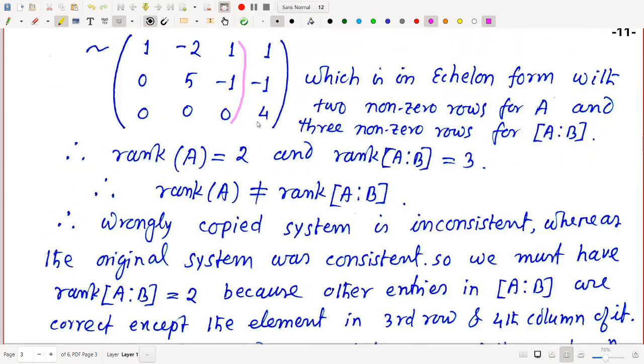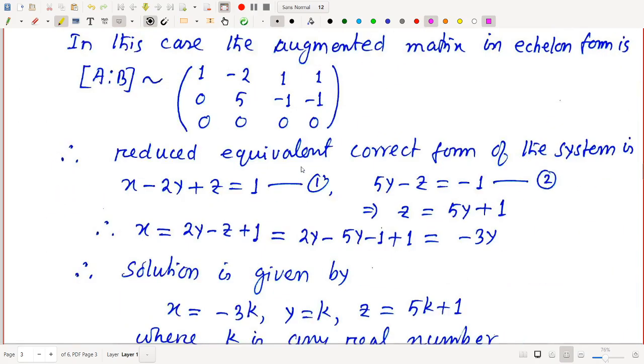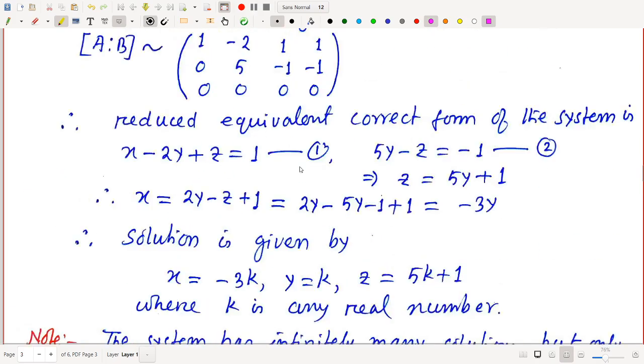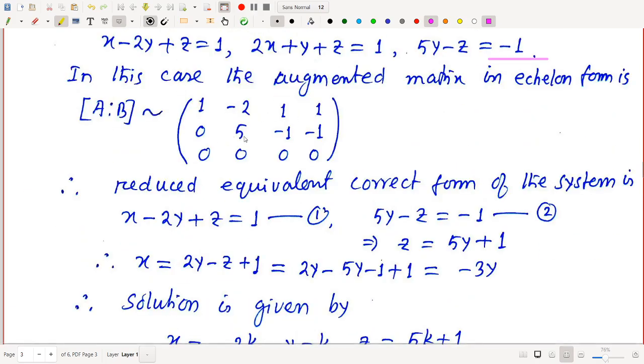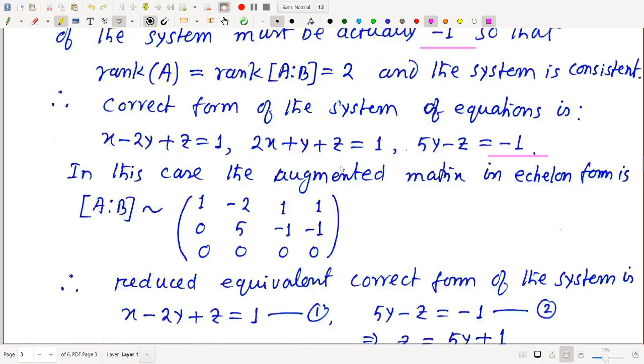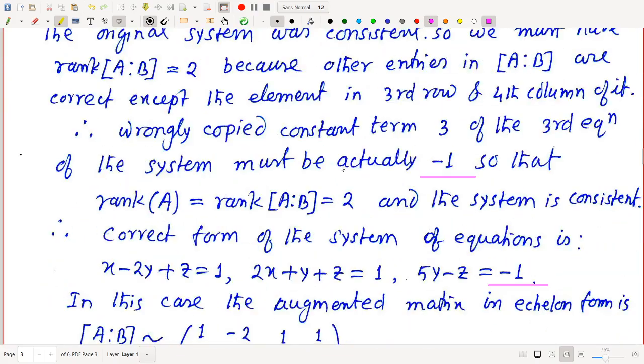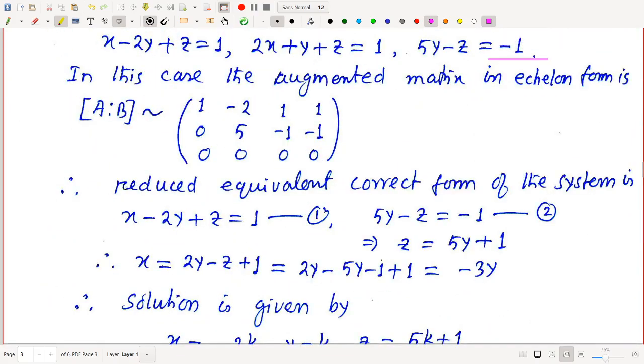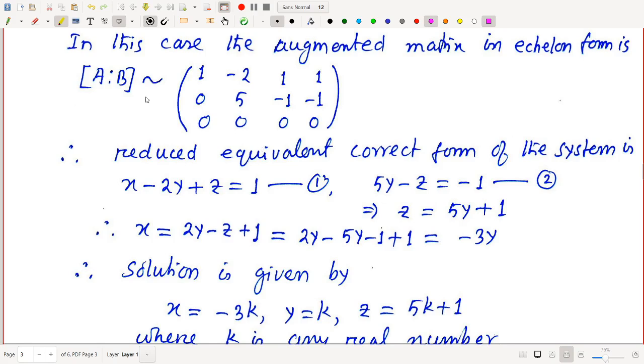This 4 will now be 0, other things remaining the same. So we have written it: 1, -2, 1, 1; 0, 5, -1, -1; and 0, 0, 0, 0. Okay, so this is the augmented matrix AB, but we have written not equal but equivalent, because after elementary operation application it remains equivalent so far as rank is concerned.